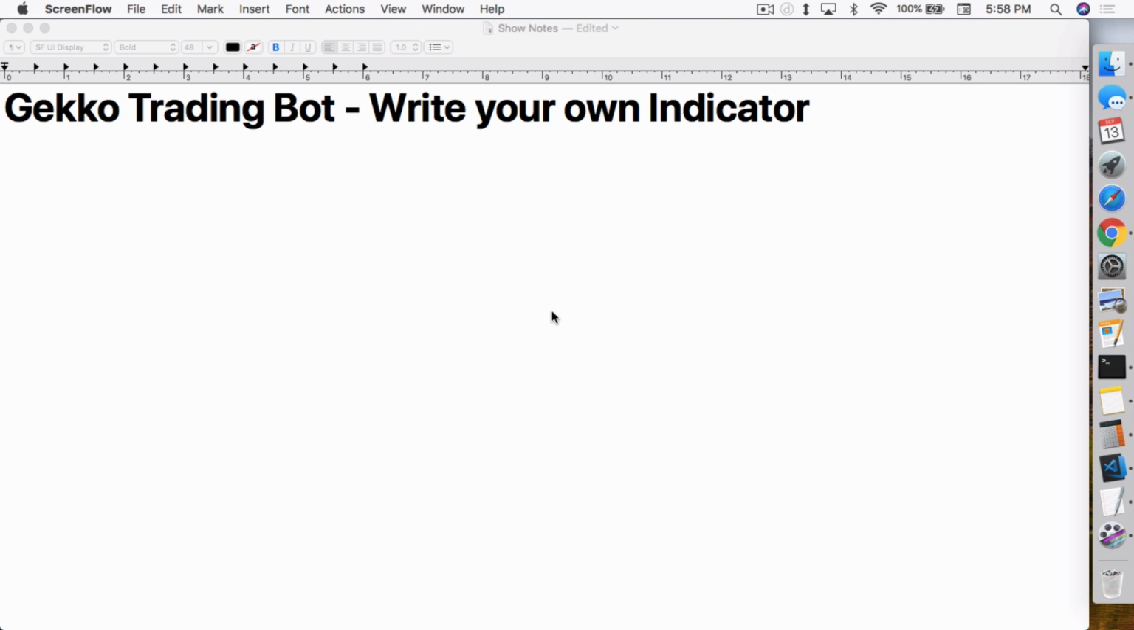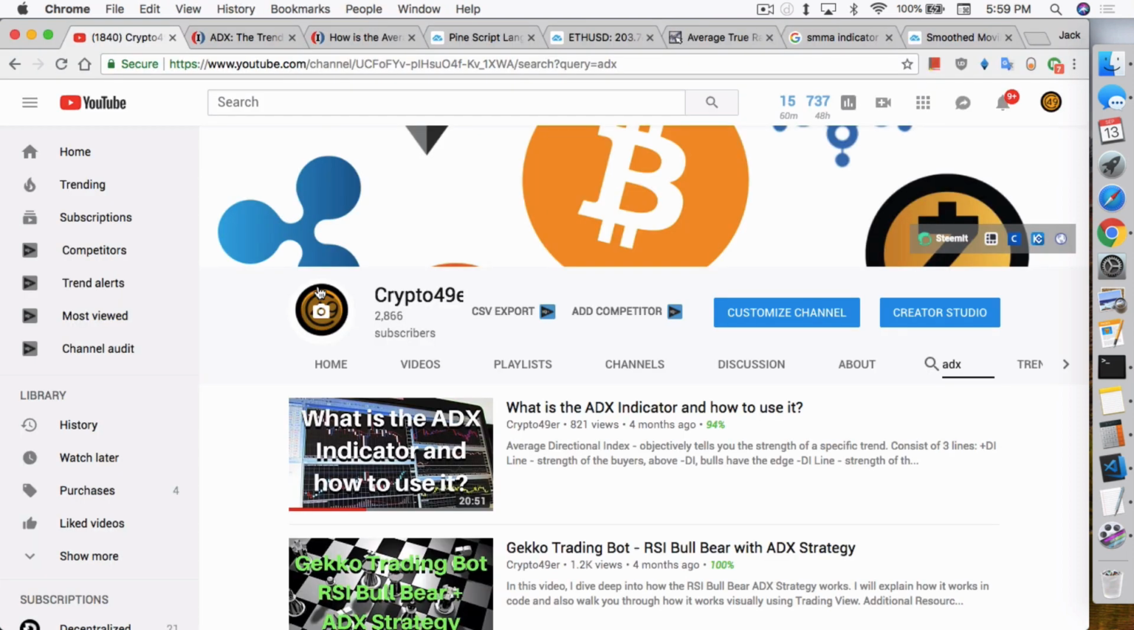So let me explain why I end up having to write my own indicator, or modifying and creating my own indicator here. I'm sure every one of you is very familiar with the RSI bull bear ADX strategy, which I show down here in this video, and I have explained and talked about it in the past. And I actually also explain what is the ADX indicator and how to use it. So you definitely should watch that video if you don't know what the indicator is and what it does.